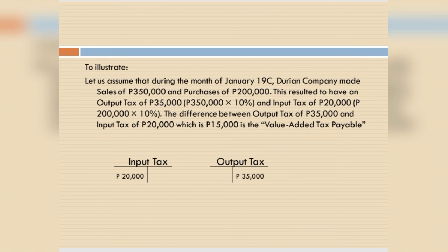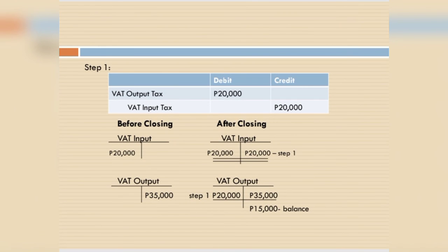Their respective ledger accounts will follow this posting. The following entries are to be made in the general journal. Step 1: close the input tax to the output tax account. Since input tax is a debit, it is closed by crediting it, and the debit is output tax, as follows. Then after posting the journal entry in step 1, the input tax account is 0, while the output tax account reduces its balance to 15,000 pesos as shown below.